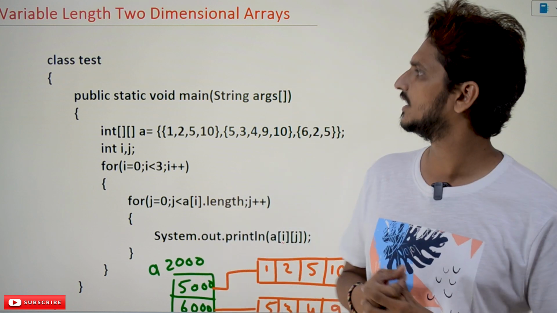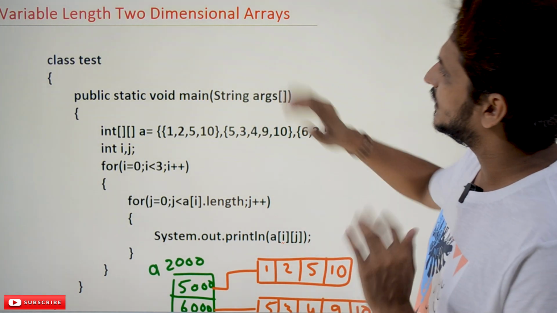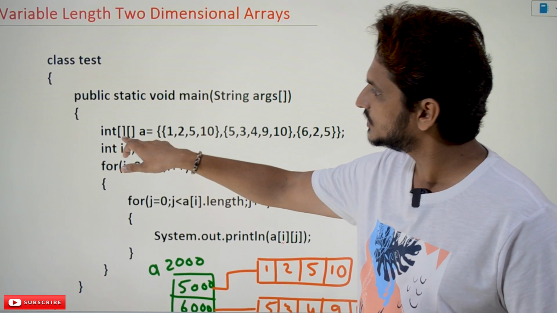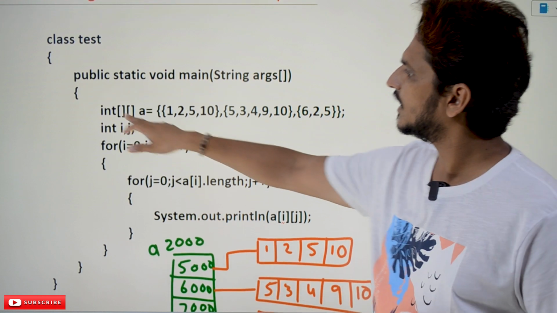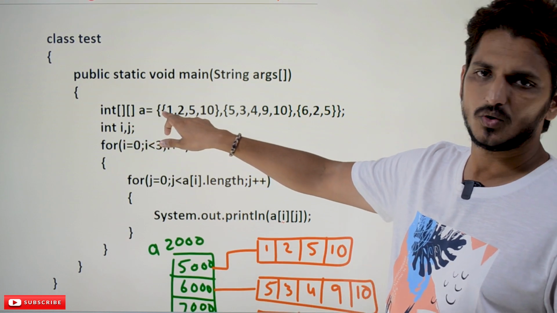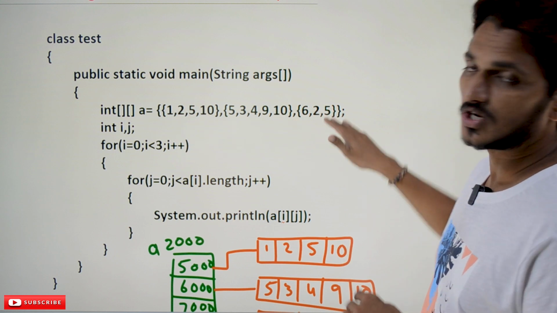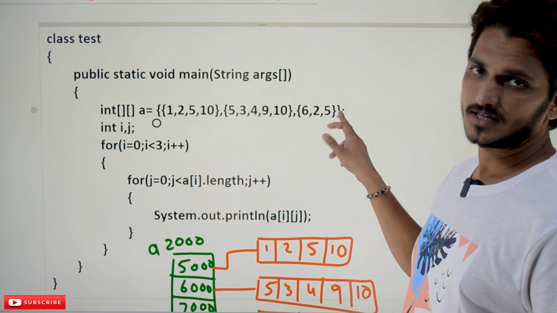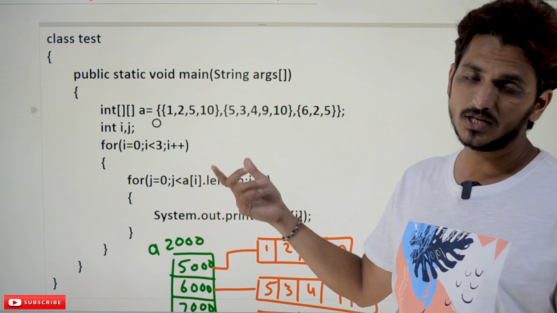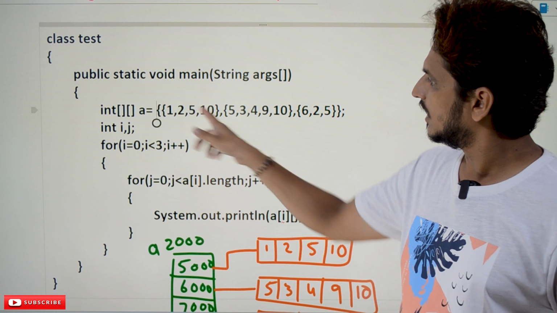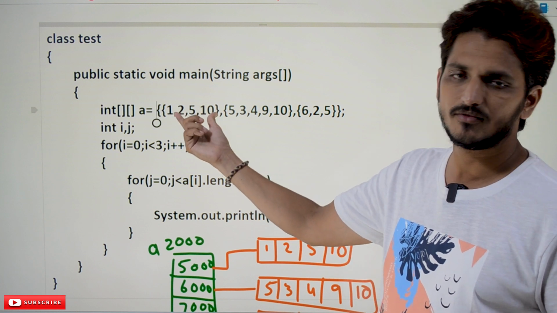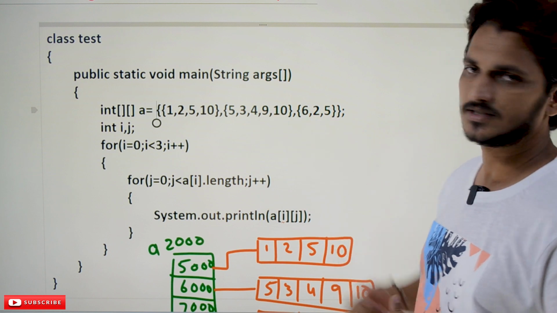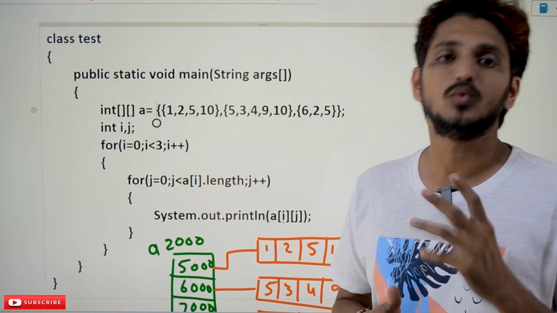Coming to today's class, first we need to understand what variable length two-dimensional means. We have initialized an array here, int[] a is equal to. This is how we need to initialize a two-dimensional array. Curly brackets, closed curly brackets. In between, if you want to initialize 3 lines of data, each line should be mentioned in a pair of brackets. Second line, third line. This is how we need to initialize a two-dimensional array.